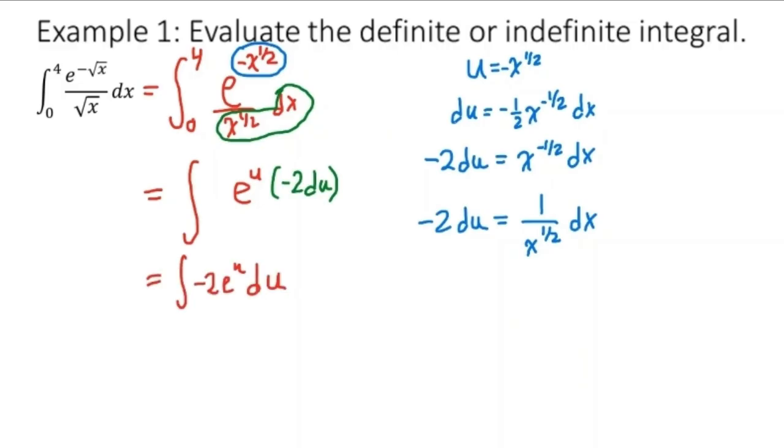Since we were able to rewrite our integrand completely in terms of u, we can now go ahead and change our bounds. Our upper bound was x equals 4, and when we plug that into our substitution, we get that our new upper bound is u equals -2.